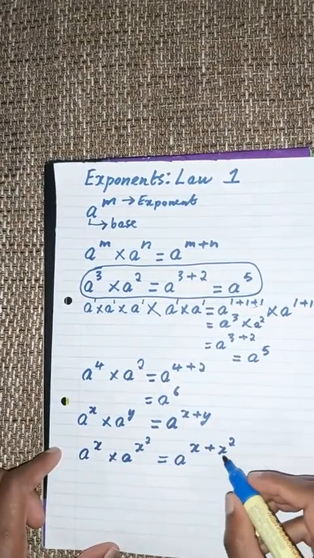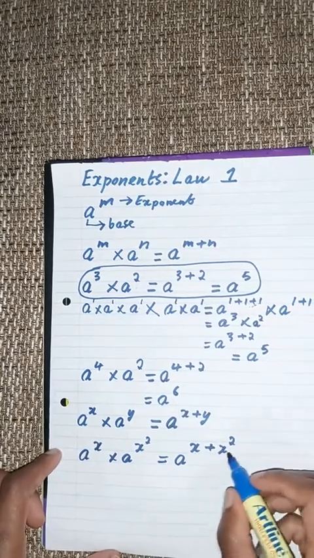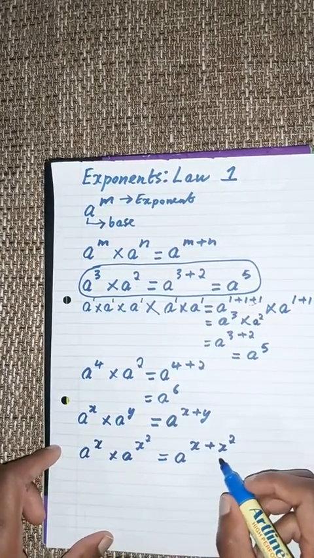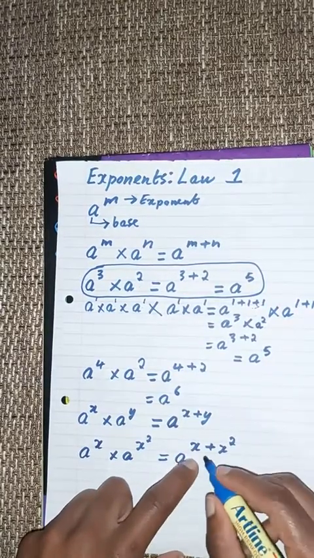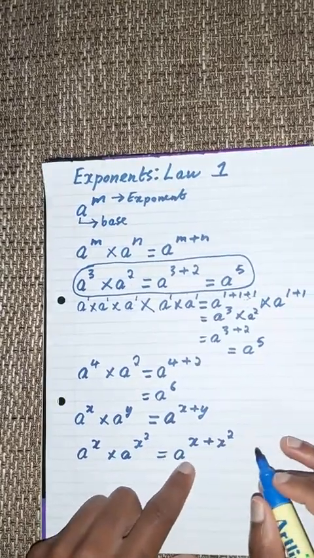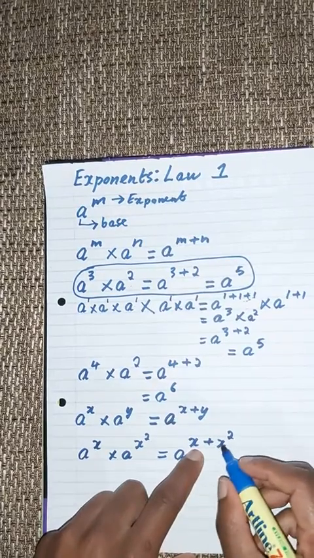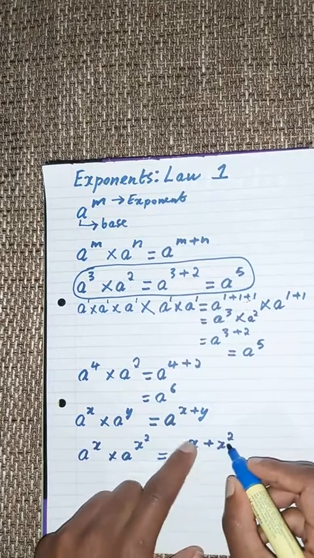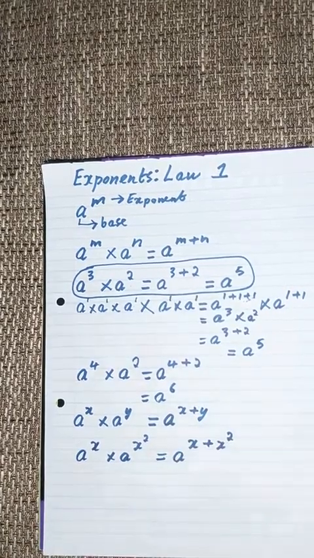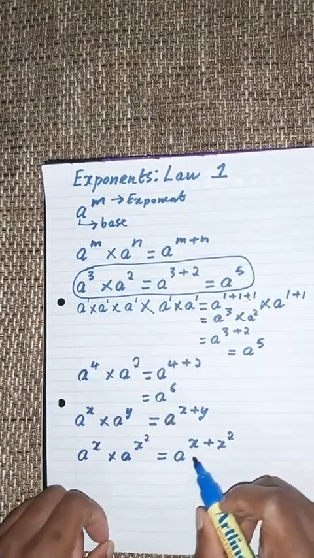We have x and then we have x squared. You cannot end up having 3x, for instance. No, what you should have is x plus x squared. All right, because x is different from x squared and x squared is different from x. Okay, hence our answer only ends here.